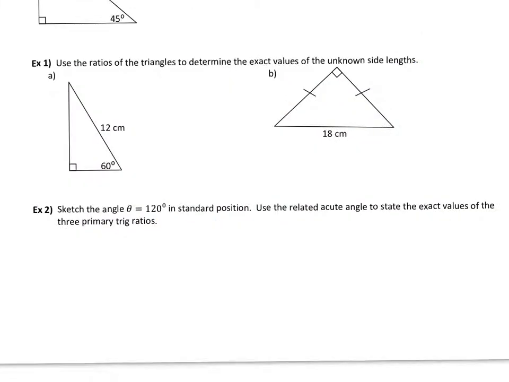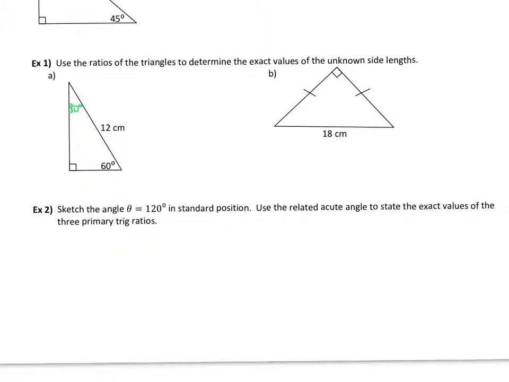Okay, take a look at this example. Use the ratios of the triangles to determine the exact values of the unknown side lengths. My apologies there. We've got a 90 degree, 60 degree angle here. That by default, angles in a triangle add to 180. That makes this little angle up at the top a 30 degree angle there.